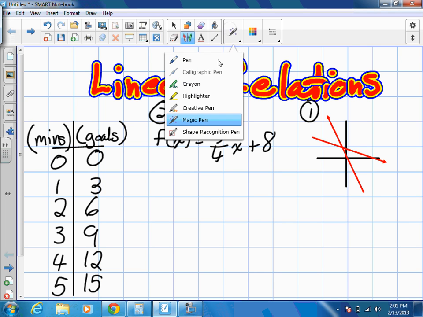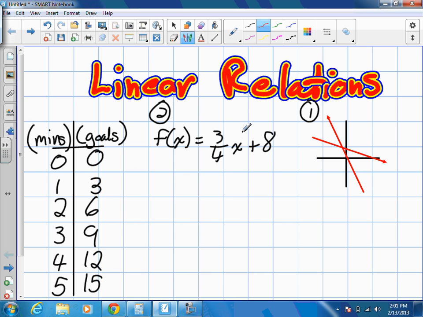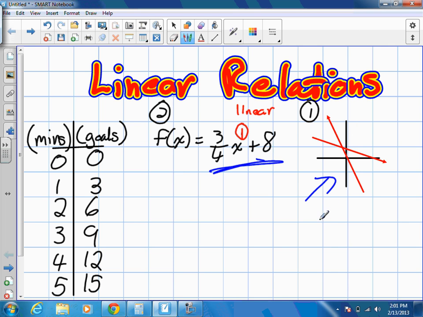So anytime the highest exponent of the variable is the number 1, what type of relationship do we have? It's linear. This would be a linear line if we were to have graphed it. Okay? So one of the rules is to look at the variable, whatever exponent it's to. So if it's the exponent 1, we know we have a linear relationship.